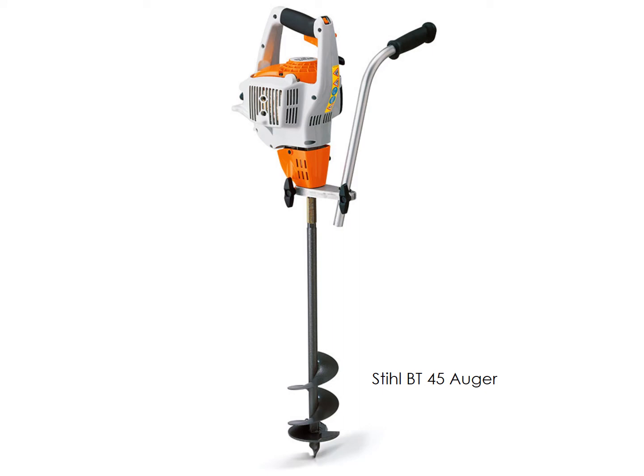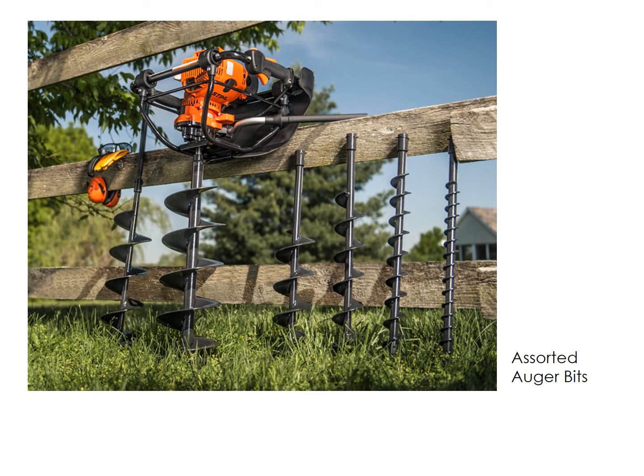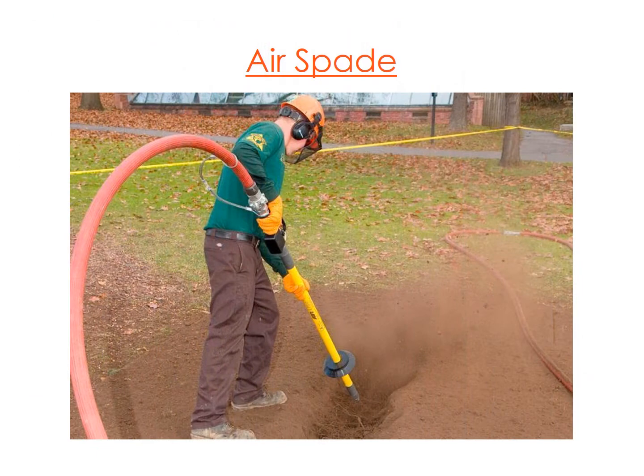This is an example of a steel power head with a soil auger that you could use to make a hole. You can buy various size augers depending on the size hole you desire to make. This is an example of an air spade, and we talked about air spades earlier in the class, but you can do vertical mulching with an air spade as well.